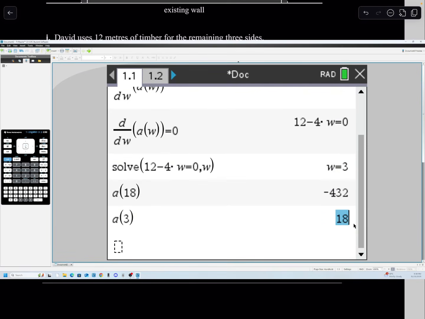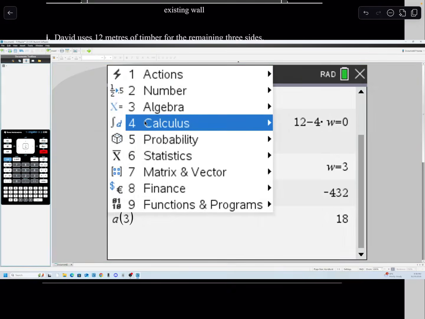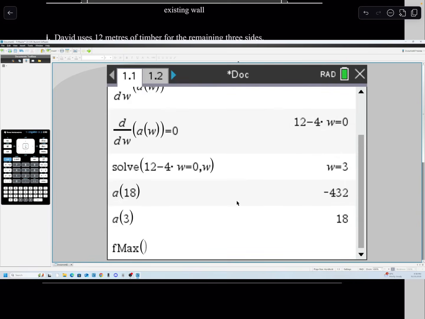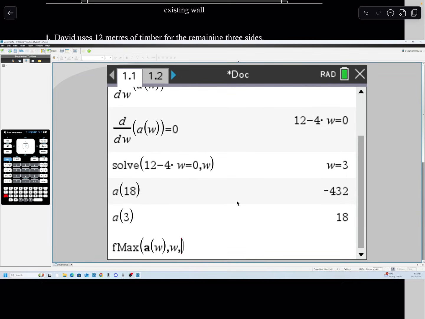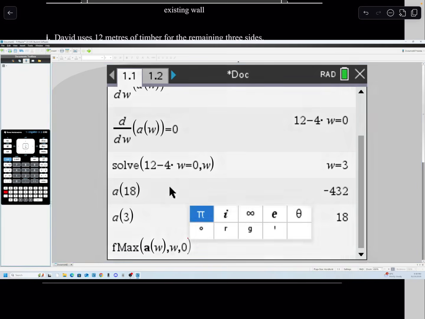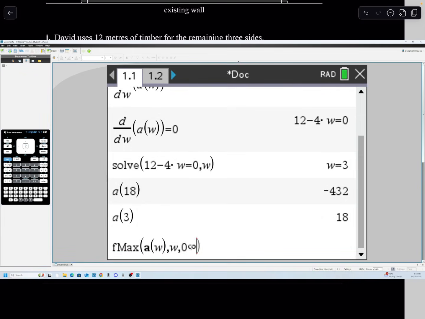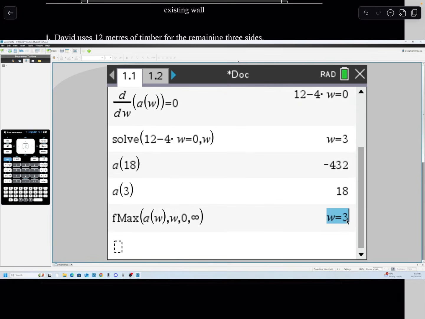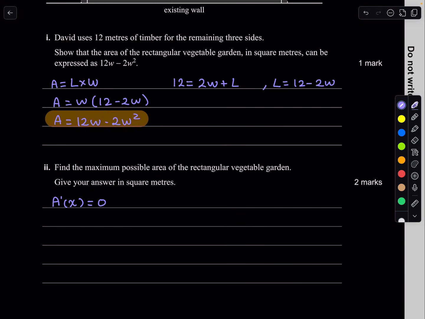That's your maximum area. Now, you can double check this also by going menu, calculus, and function maximum of this function, A of W, where W, of course, is width, which is positive, so 0 to infinity, we can say. Enter, and yeah, it still occurs at W equals 3. So let's write that down in our iPad.